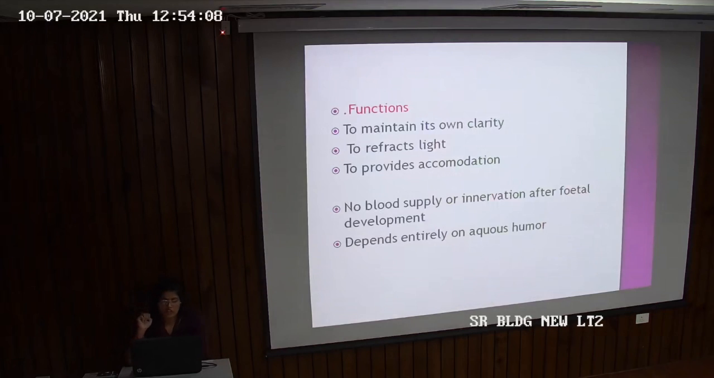Now we move on to the functions of the lens. There are 3 most important functions. The first is to maintain its own clarity, or transparency. The second is refraction of light: to transmit the light rays and focus them onto the retina, specifically onto the fovea. And the third is to provide accommodation, which, as I said I'd explain later, depends on the zonules, the fibers which latch it into place.